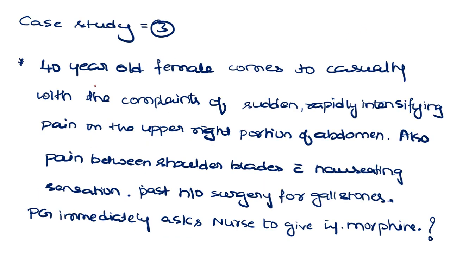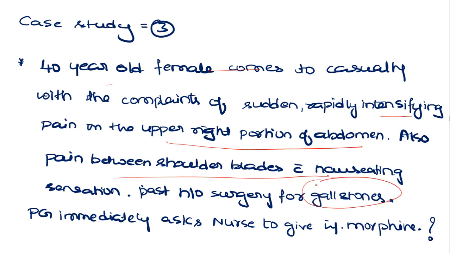So coming to case number 3, a 48-year-old female comes to casualty with complaints of sudden intensifying pain in the upper right portion of the abdomen and pain between the shoulder blades and nauseating sensation, and history of gallstone operation previously. And the PG immediately asks the nurse to give morphine, whether it is justifiable or not. Morphine should not be given, because she is having gallstones, and in case of undiagnosed abdominal pain, it can increase the biliary colic. Even though it relieves the pain, the underlying pathology may be masked.